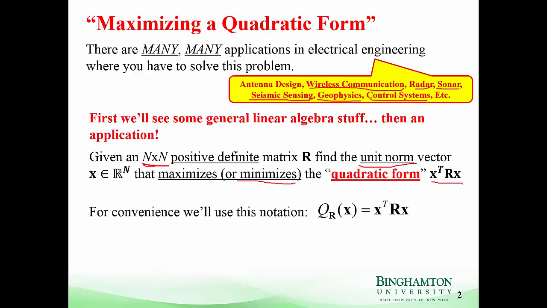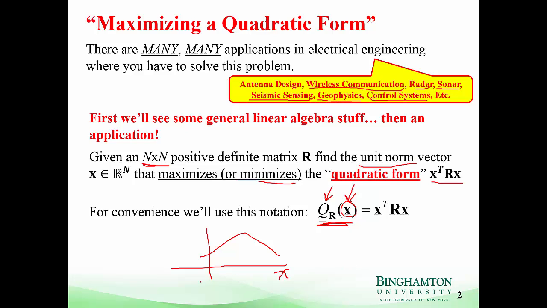So for convenience, we'll just use this notation. We'll call this a function of the vector x. So for every vector that we plug in here, we'll get a number that is the value of that function. So you're used to seeing a function versus a scalar variable. So whatever that is, might look like that. That could be just some arbitrary function.